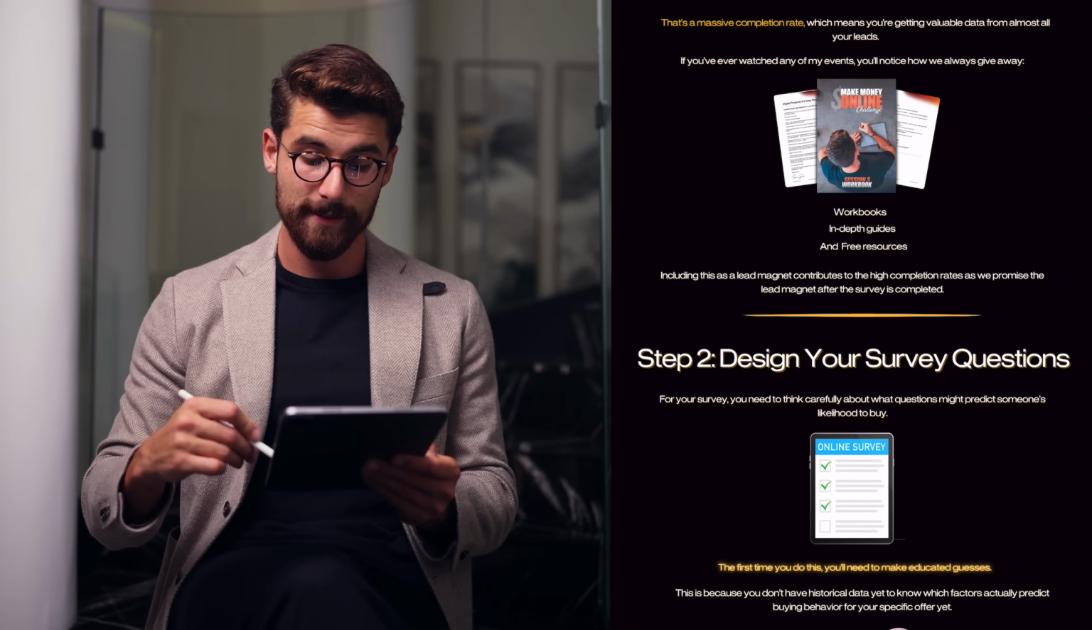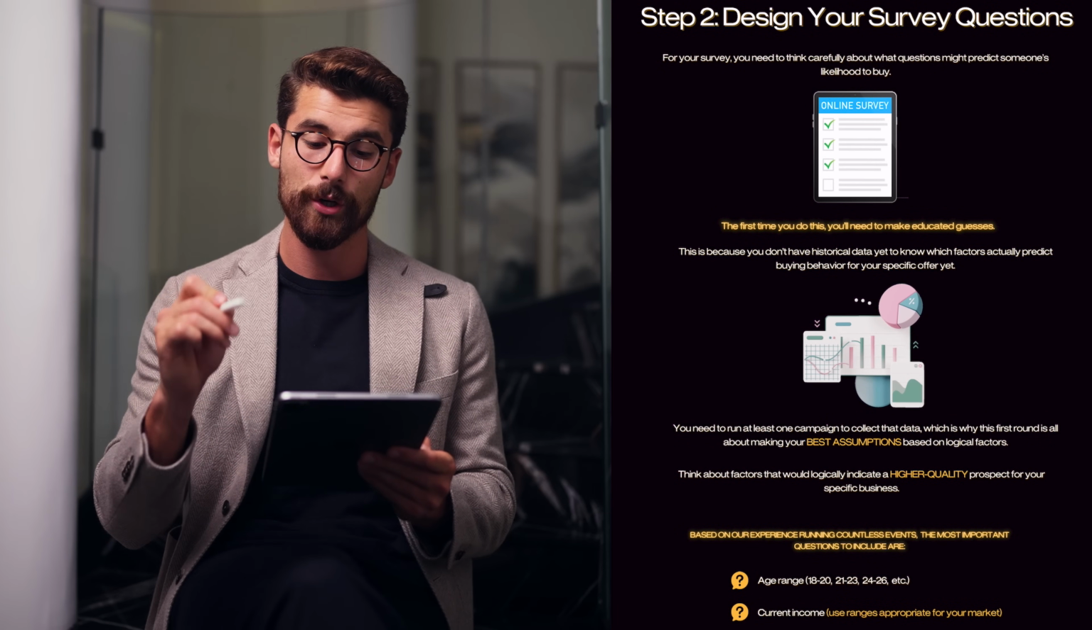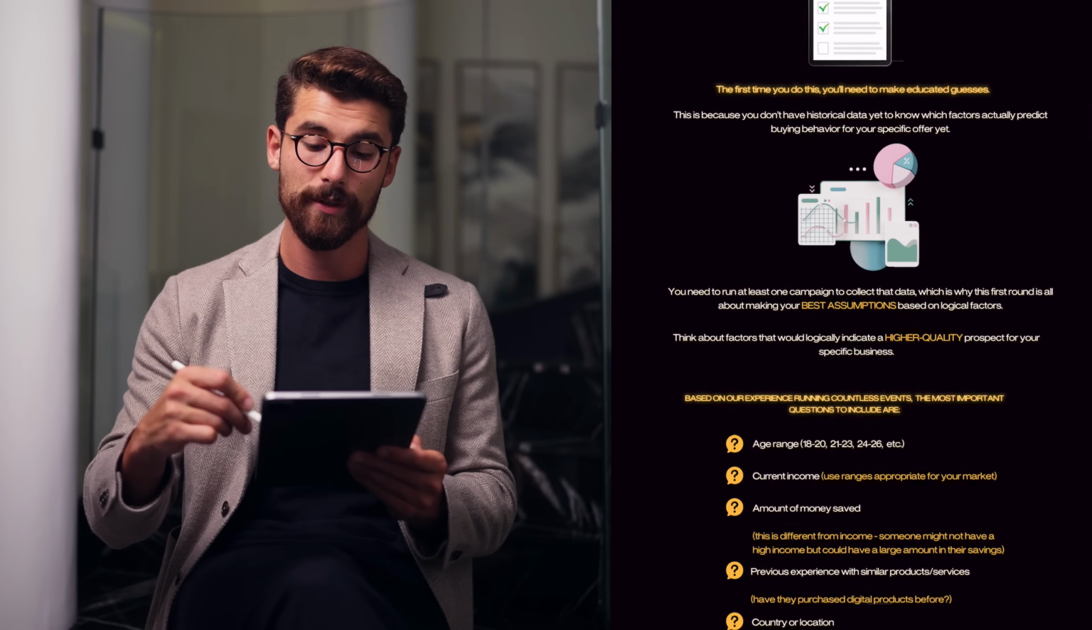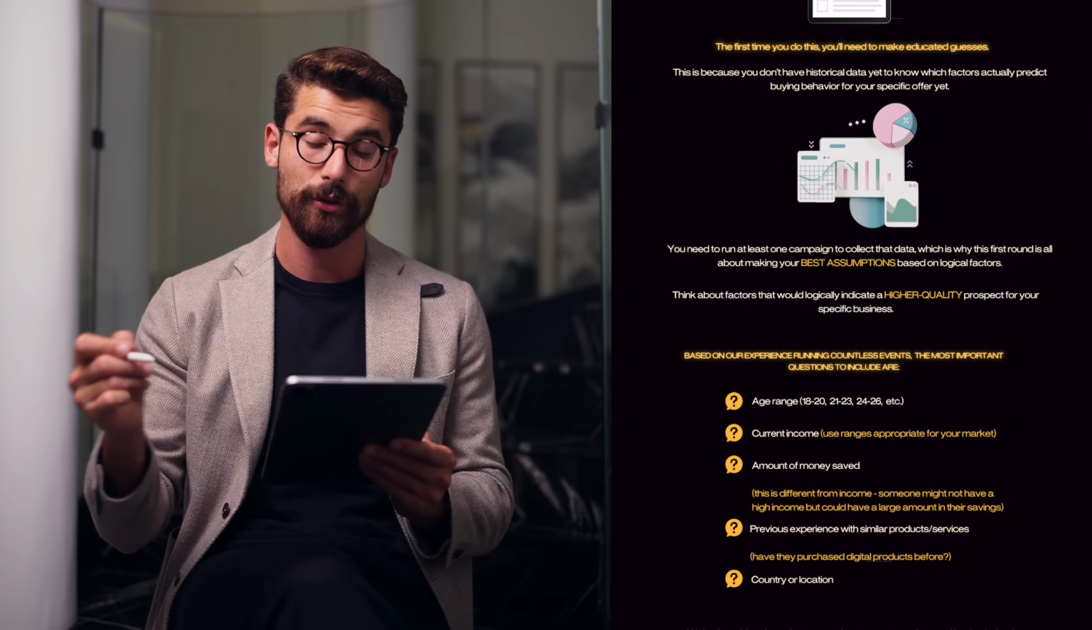Step number 2 is design your survey questions. For your survey, you need to think carefully about what questions might predict someone's likelihood to buy. The first time you do this, you need to make educated guesses. This is because you don't have historical data to know which factors actually predict buying behavior for your specific offer yet. Now, you need to run at least 1 campaign to collect that data, which is why this first round is all about making your best assumptions based on logical factors.